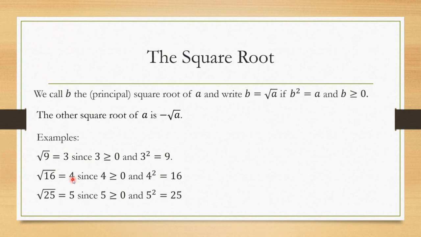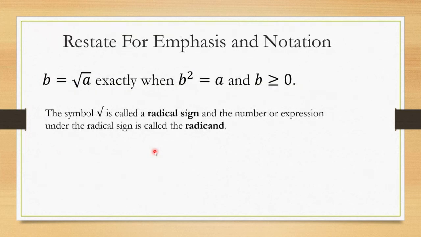And same thing with 25. We know the square root of that is 5, right? Because 5 is non-negative, and it's a square root of 25. So 5 squared is 25. That's what we get. All right, cool. So that's what the square root is. These are just some examples of it. And I restated the rule here.